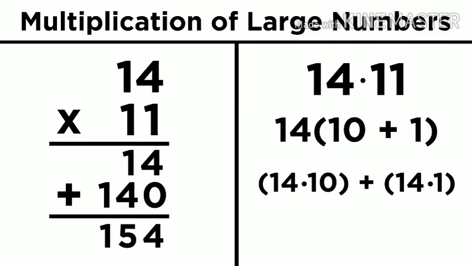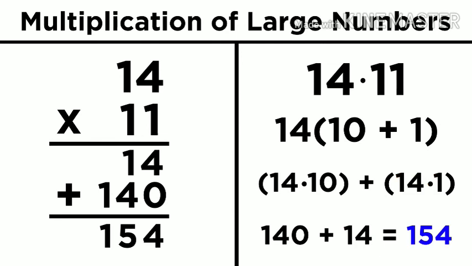The distributive property tells us that this is the same as 14 times 10 plus 14 times 1, and these products are easy to get in our heads. When multiplying by 10, we just add a 0, so 140, and multiplying by 1 means the number stays the same, so we have 140 plus 14, or 154.